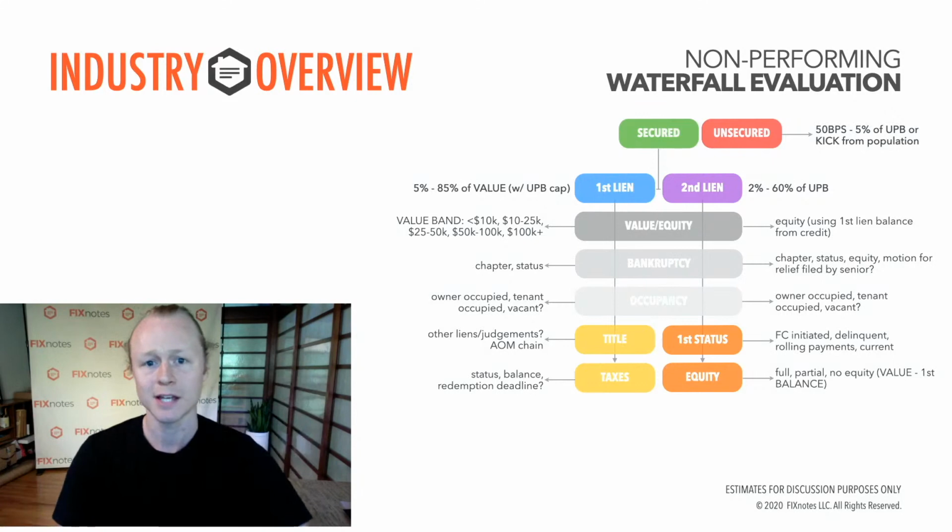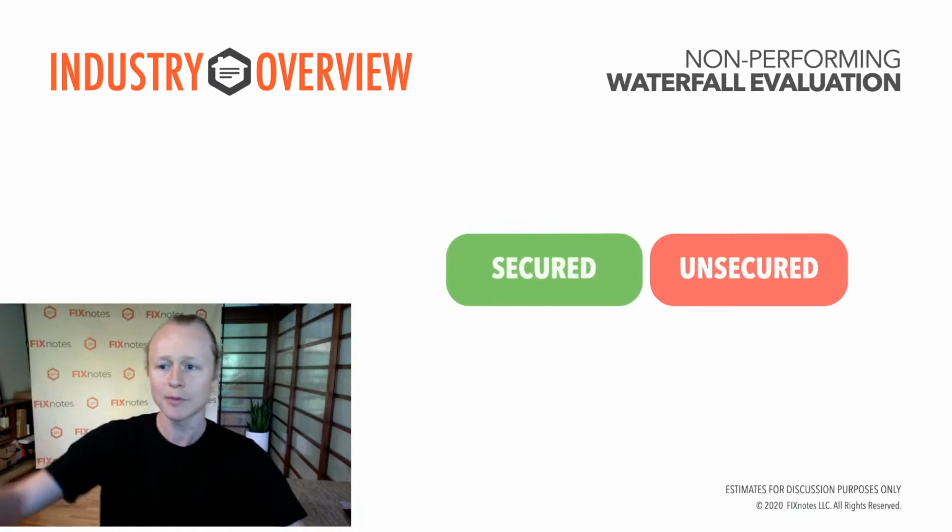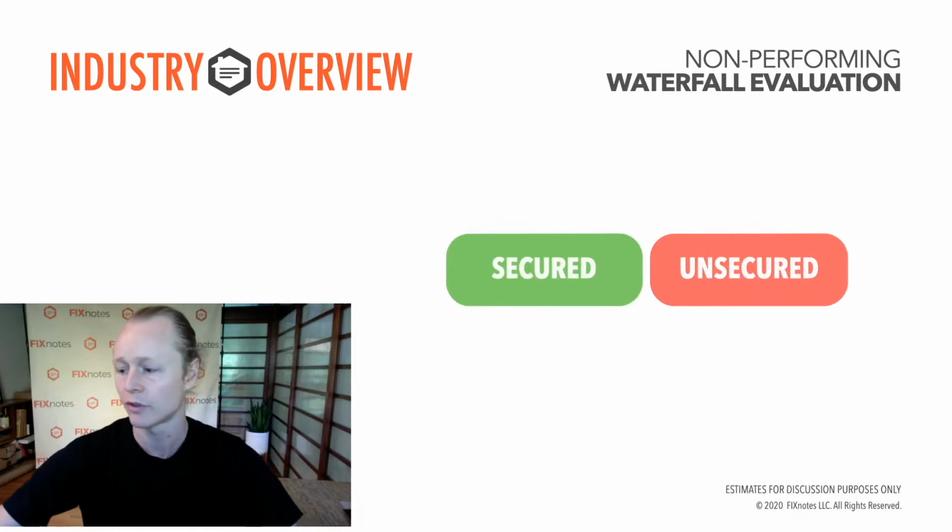And all that means is that as a lender, you still have the right to foreclose. If it's unsecured, there is no collateral that's supporting your underlying debt. And if it's secured, you do have collateral and you're able to enforce that collateral through the legal process, through foreclosure. So let's zoom in on the top of the due diligence waterfall with the secured versus unsecured breakdown.